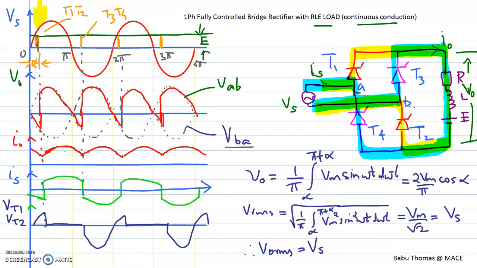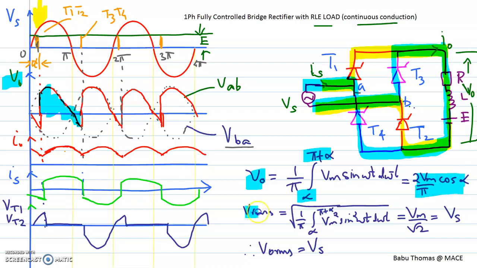Now we need to derive the equation for the output voltage V0. So the V0 waveform is this one. We can see that its value is getting replicated from each half cycle, that is from alpha to pi plus alpha. So from alpha to pi plus alpha is the waveform which is getting repeated. Therefore the time period is pi plus alpha minus alpha, so the time period is pi. Therefore it is 1 by pi integral alpha to pi plus alpha Vm sin omega t d omega t. You will be getting your answer as 2 Vm by pi cos alpha.